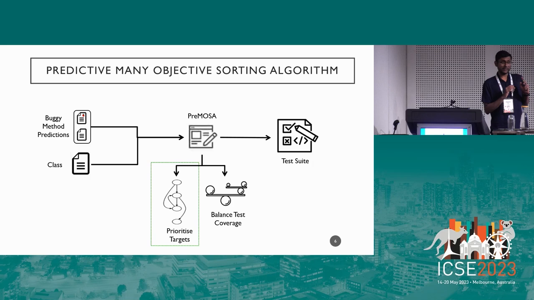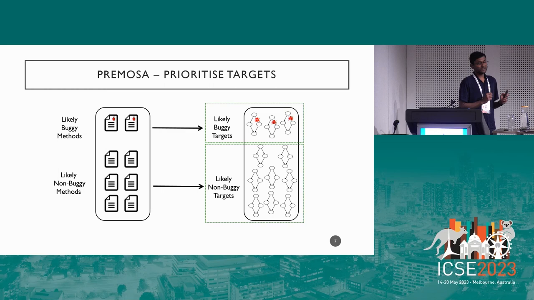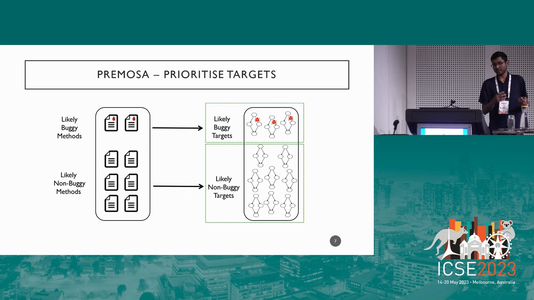The first one prioritizes the targets based on defect prediction. So PREMOSA starts the search for test cases with the likely buggy targets according to the defect predictor. This way it can prioritize the search efforts towards these targets. Defect predictors can incorrectly label actual buggy methods as non-buggy, which are called false negatives. So in order to handle these false negatives, PREMOSA starts searching for tests in likely non-buggy targets once it deems to have searched enough in the likely buggy targets.